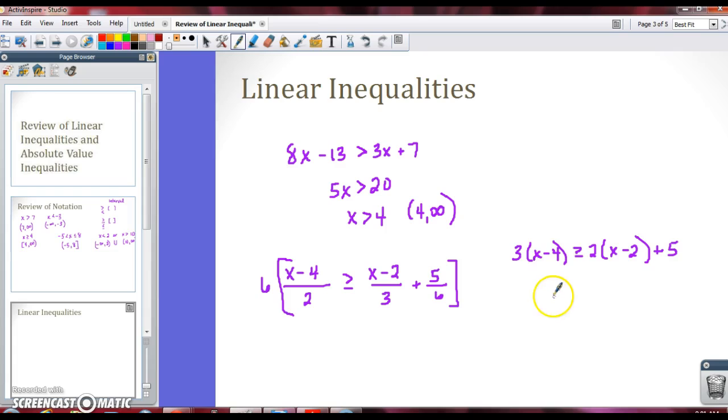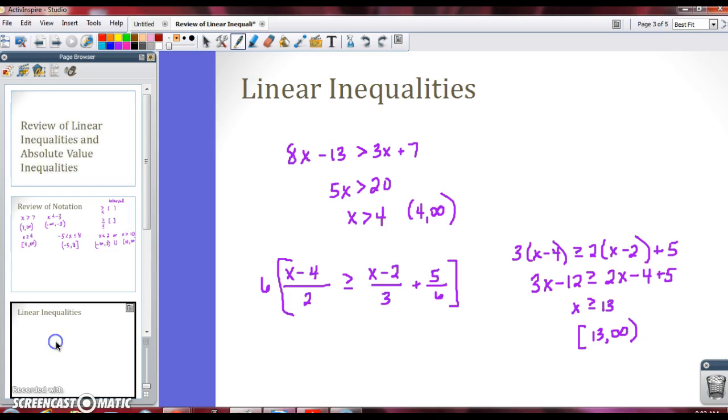Then it becomes a very easy problem, right? You're just going to distribute, combine your like terms. You end up with 3x minus 12 is greater than or equal to 2x minus 4 plus 5. And when you solve that, you end up with x is greater than or equal to 13. And again, that interval notation would be 13, infinity, with a square bracket because it's greater than or equal to.